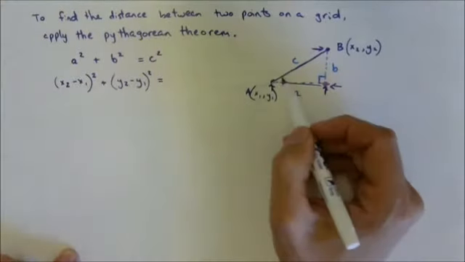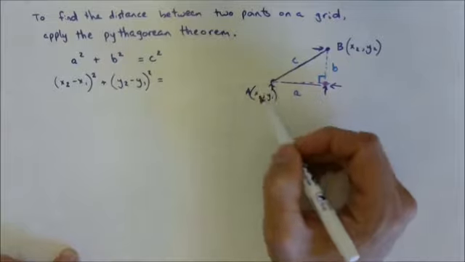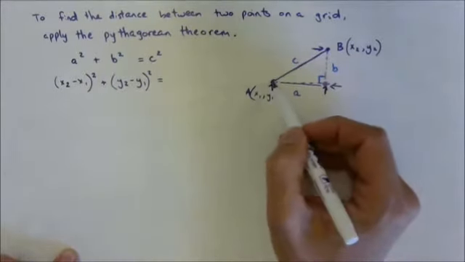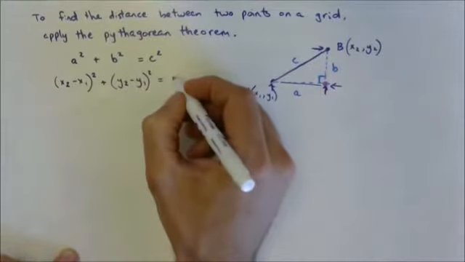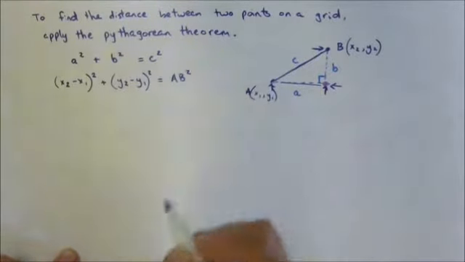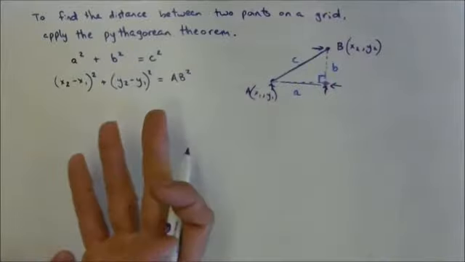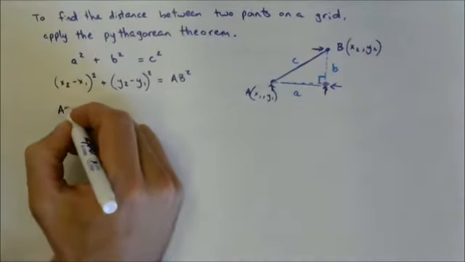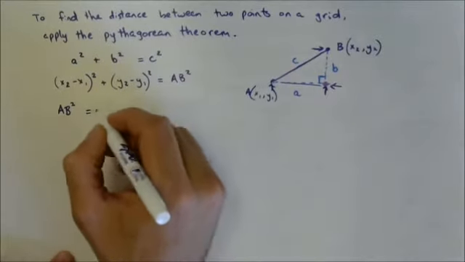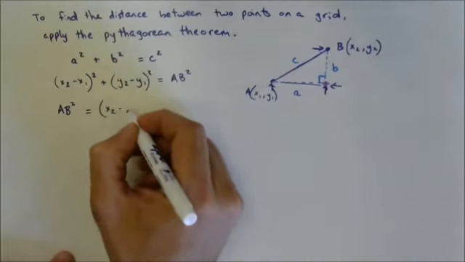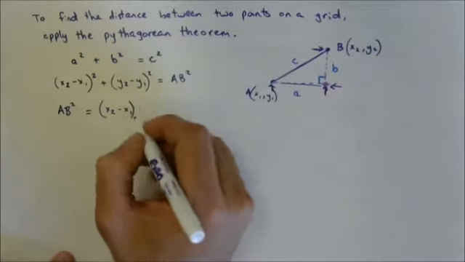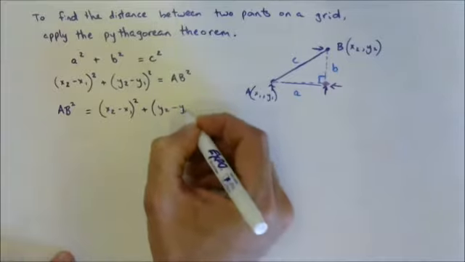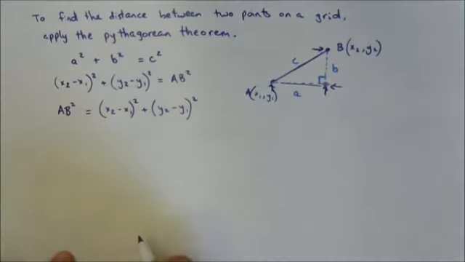And what is it equal to? Well, in this case, the length that we're looking for is C, or AB, named after its endpoints, AB. And that is squared. I'm going to flip this around so that it's in terms of AB. So this sentence the same way has AB squared on the left. It has x2 minus x1 squared plus y2 minus y1 squared on the right.